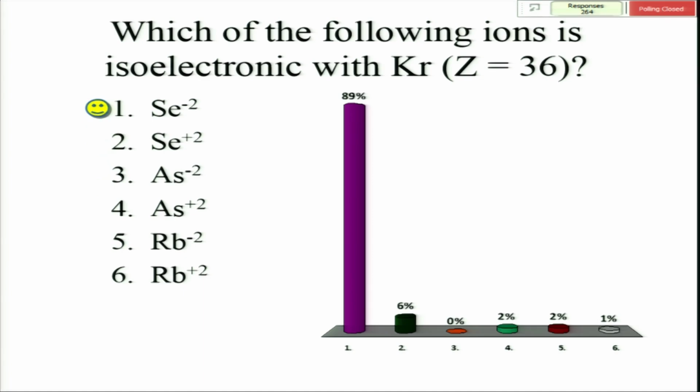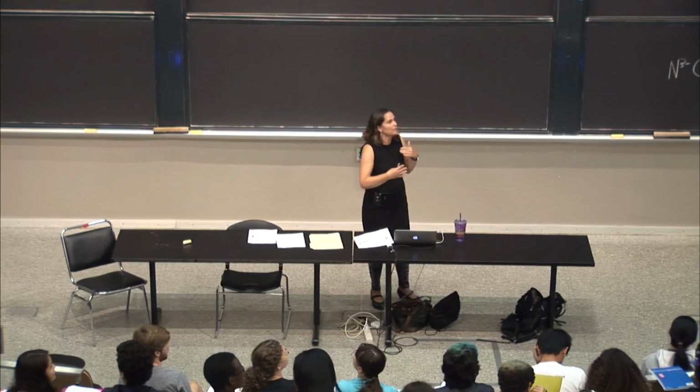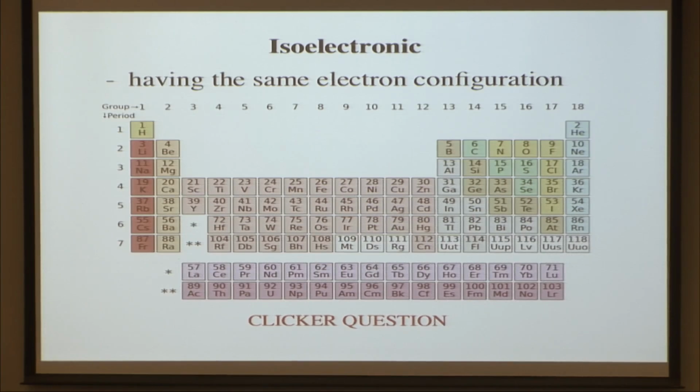Yeah, okay. That's not going to distinguish the recitations very much. So you just have to look at what is nearby and think about how many electrons it needs to gain or lose to have the same configuration.